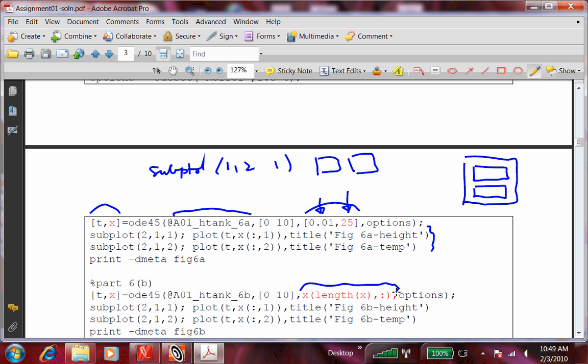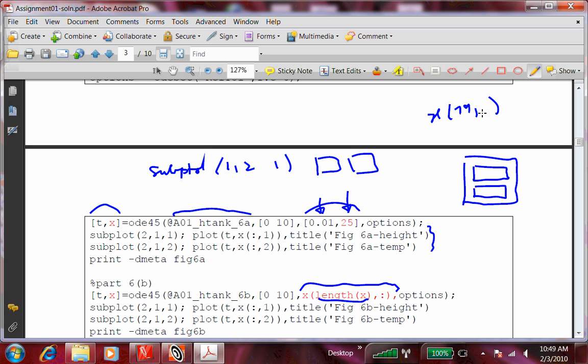Okay. So the command length simply returns, so this is the inner part of the command, the length. It takes an argument x and returns the size of that. Okay, so it will return how many rows are there in the particular variable x. So that row becomes the argument for x. So when you say x some number, this number could be 79, comma colon, that's going to pick the 79th row and all the elements in that row.